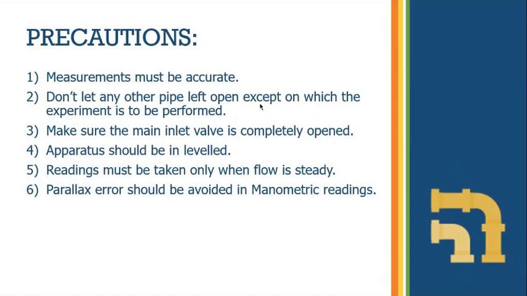And now the precautions of the experiment are: the first one is measurements must be accurate. Second, don't let any other pipe be left open except the one on which the experiment is to be performed. Third, make sure the main inlet valve is completely opened. The fourth one, apparatus should be level. Fifth, readings must be taken only when flow is steady. The sixth is parallax error should be avoided in manometric readings.